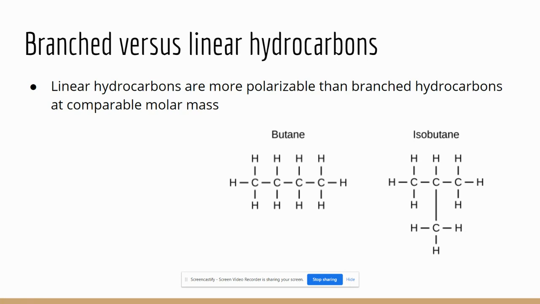So sometimes those explanations that we use for the last example don't necessarily explain everything. So there's one other factor that can affect London dispersion forces, and it specifically applies to hydrocarbons. So when we have a branch versus a linear.